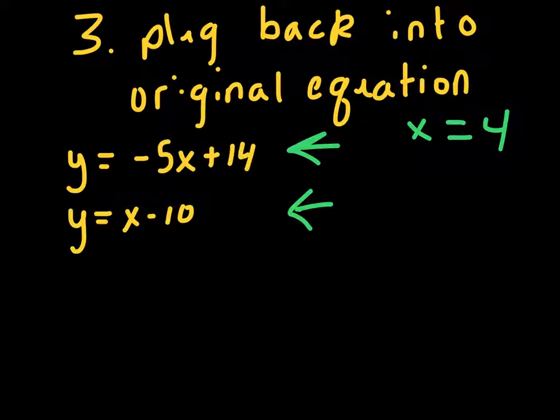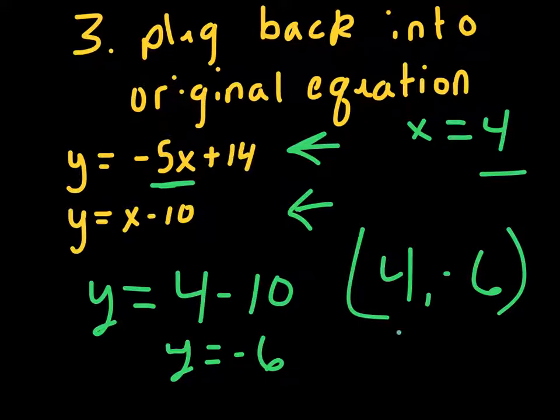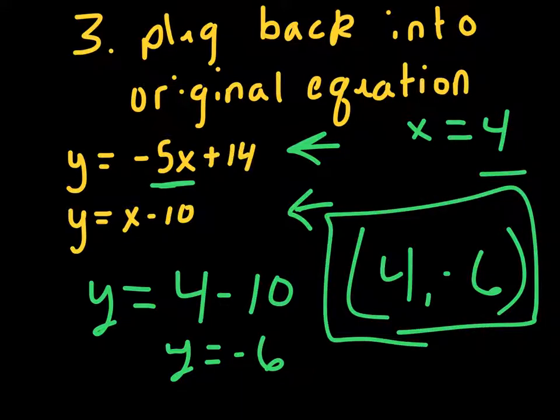I'm going to choose the bottom one so I don't have to do the multiplication, save a little bit of work. So y equals, instead of x, x is found to be 4. So 4 minus 10 is a negative 6. So x is 4, and y is negative 6. And that's my answer. If you wanted to check it, you could plug those values into both of these equations to see if they come out equal, and they should.